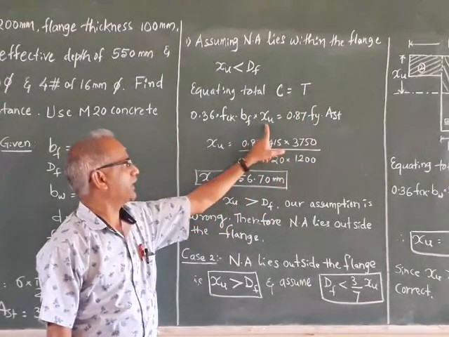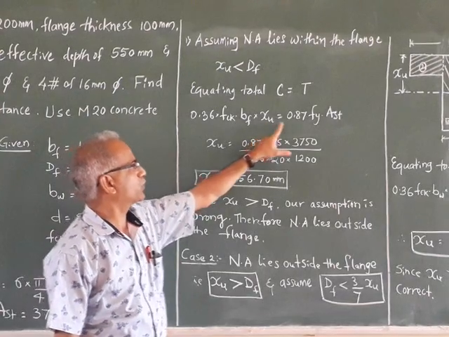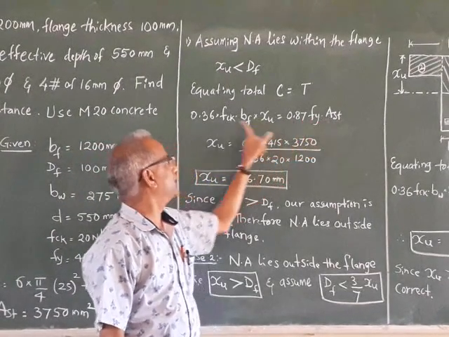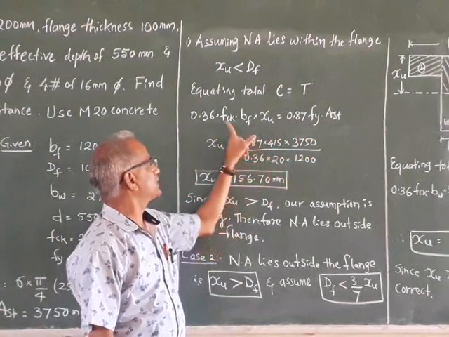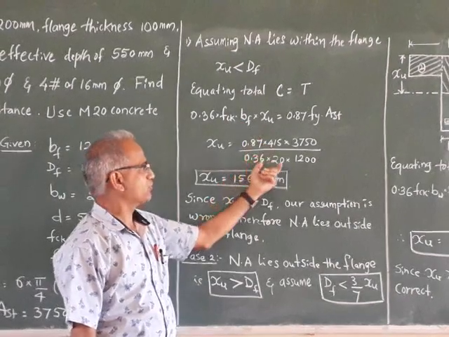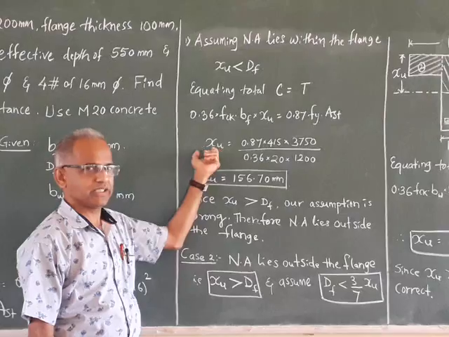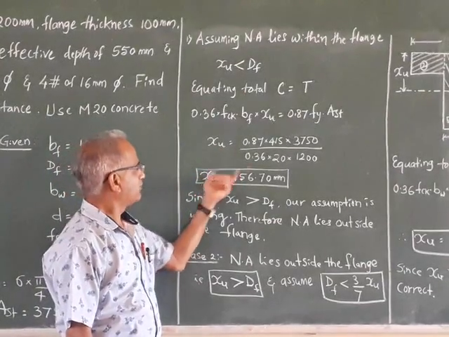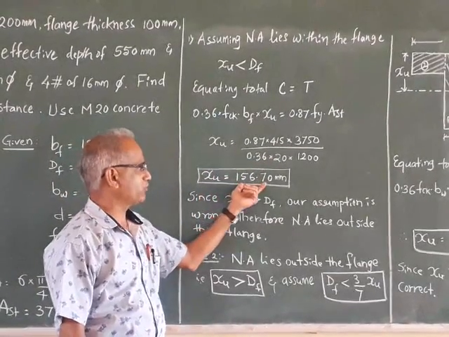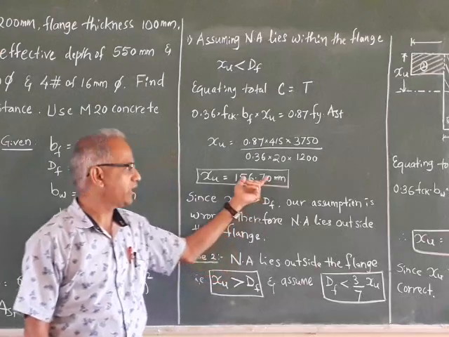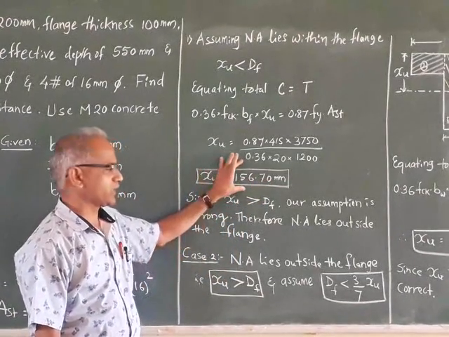Now from this I can find out XU. Therefore XU is equal to 0.87 Fy AST divided by 0.36 FCK BF. Substitute all the values and find out the neutral axis depth, that is XU. In this case, after calculation, XU will be 156.70 mm. So this is the neutral axis depth.